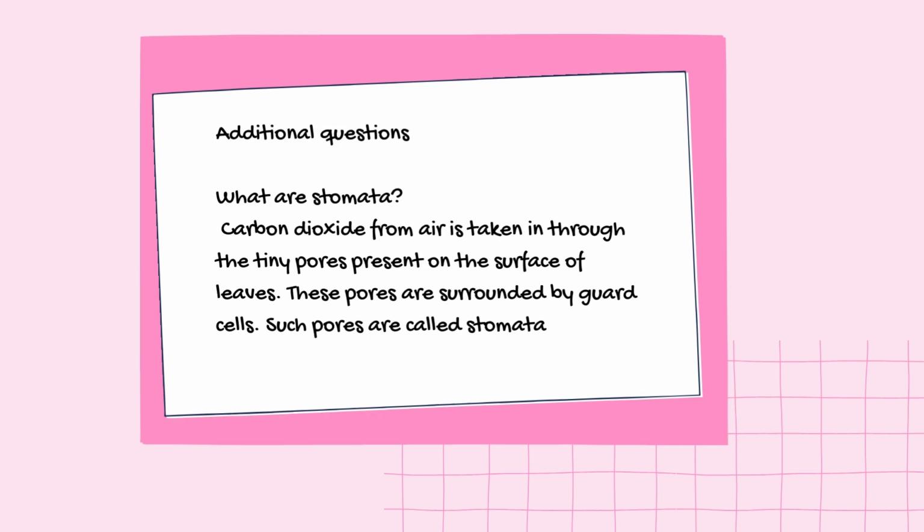Additional questions. What are stomata? The answer is, carbon dioxide from air is taken in through the tiny pores present on the surface of leaves. These pores are surrounded by guard cells. Such pores are called stomata.